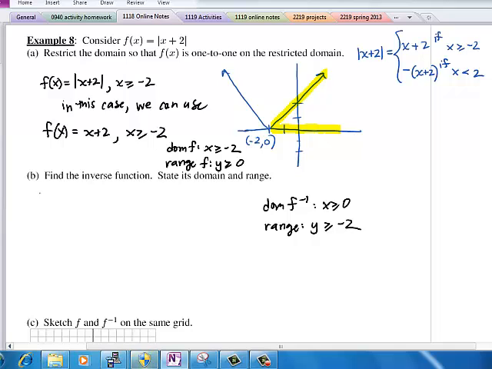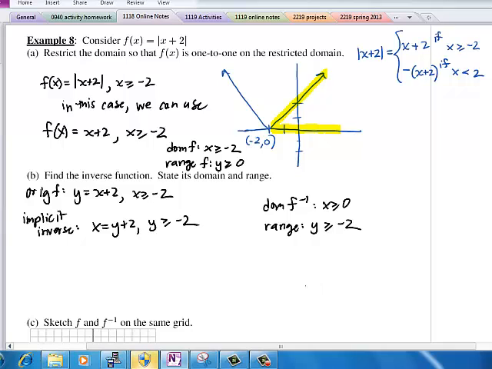So let's find it. So our original is y equals x plus 2 with x greater than or equal to negative 2. Our implicit inverse would be x equals y plus 2, and we can write y greater than or equal to negative 2. Now solve for y. This one's pretty easy. Y equals then x minus 2. We don't need to write this about y, but it doesn't hurt. So our explicit inverse is that.